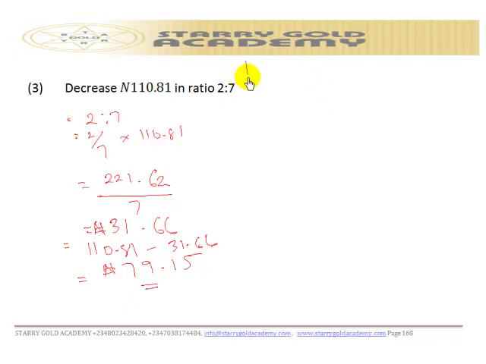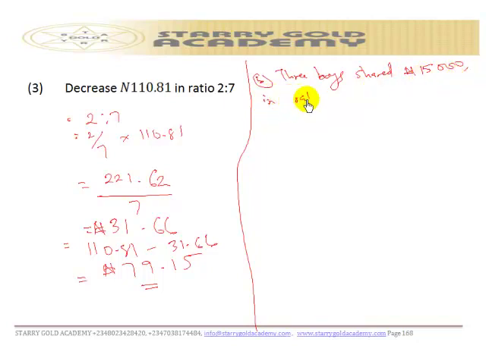Okay, let me just compose a question for you. Three boys shared 15,000 in ratio 2, ratio 3, ratio 5. How much did the third boy get? Three boys shared 15,000 in ratio 2, ratio 3, ratio 5. How much did the third boy have?